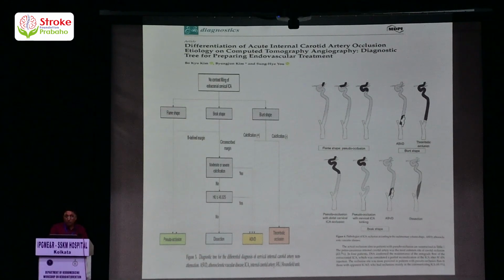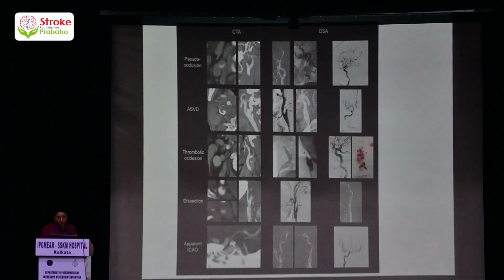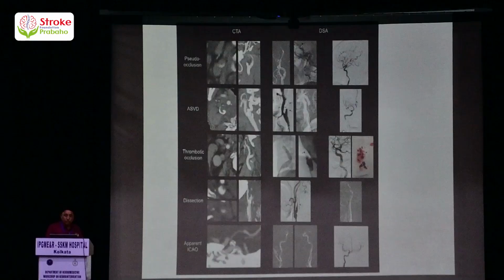Sometimes you may have a blunt occlusion like this. A blunt occlusion may be because of atherosclerotic disease or because of thrombotic occlusion, but atherosclerotic disease you can identify by the irregular-looking plaque or by the calcification here. So these are some examples. This is called pseudo occlusion. Here you can see the flame-shaped occlusion on the CT angio, but when you perform the DSA, the occlusion was more distal rather than proximal. So this is called pseudo occlusion, and here the aspiration catheter works very well most of the time.